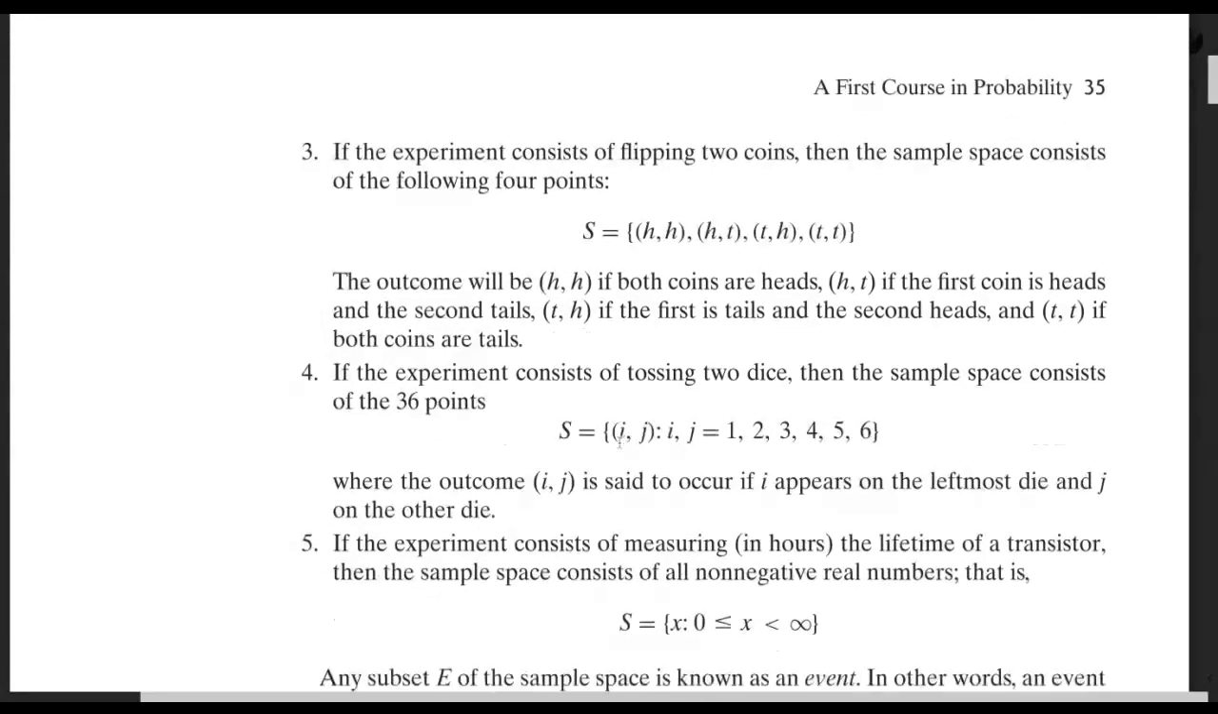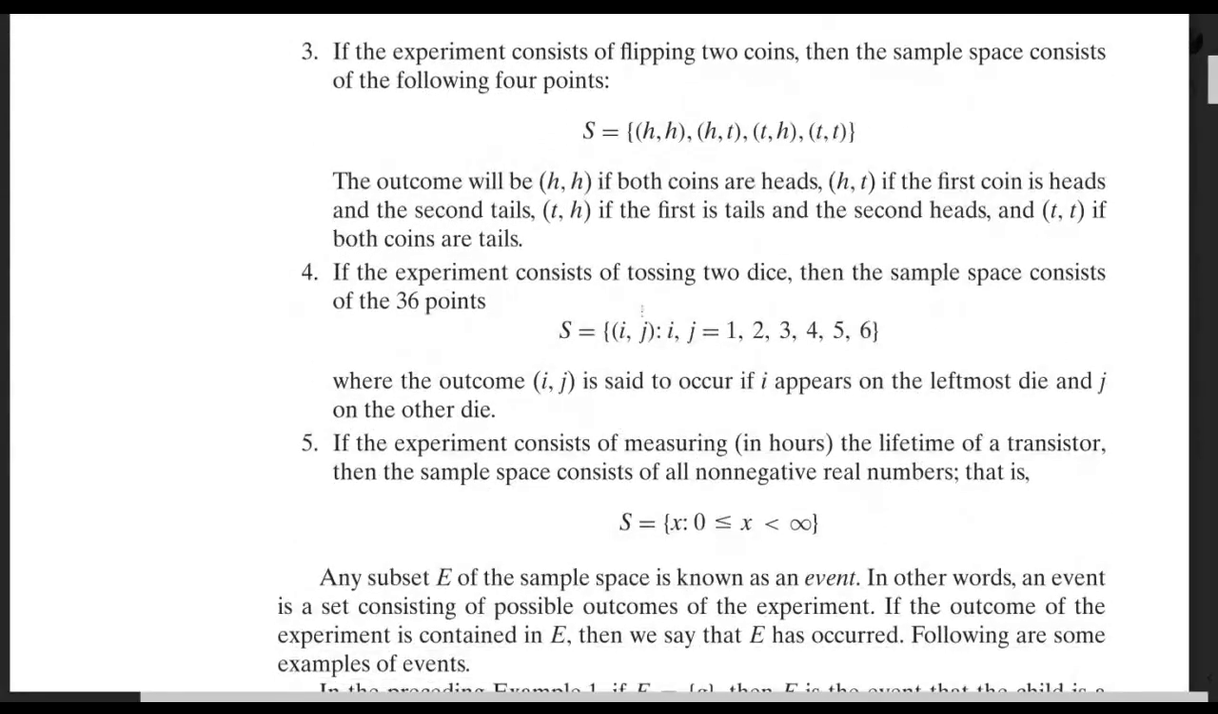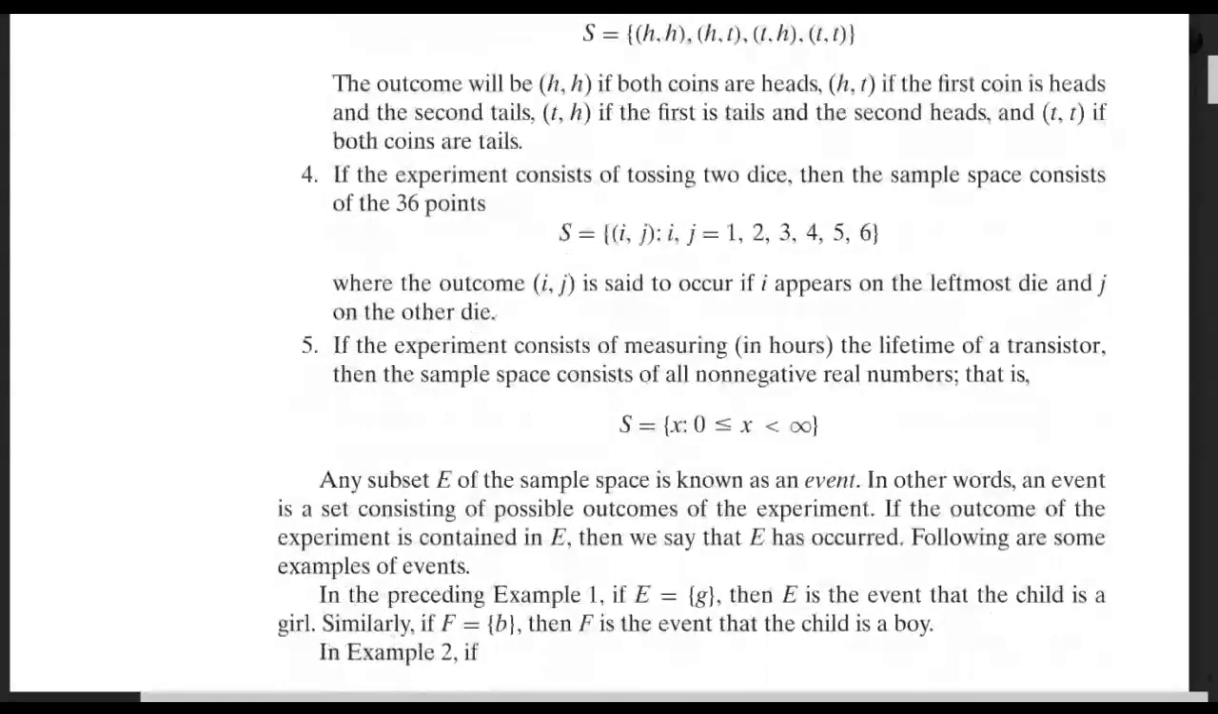Four, if the experiment consists of tossing 2 dice, then the sample space consists of 36 points. Why? Because each die has 6 sides: 1, 2, 3, 4, 5, 6. Then we could have 1,1; 1,2; 1,3; 1,4; 1,5; 1,6. We could have 2,1; 2,2; 2,3; 2,4. So it's a 6 by 6, 36 outcomes.